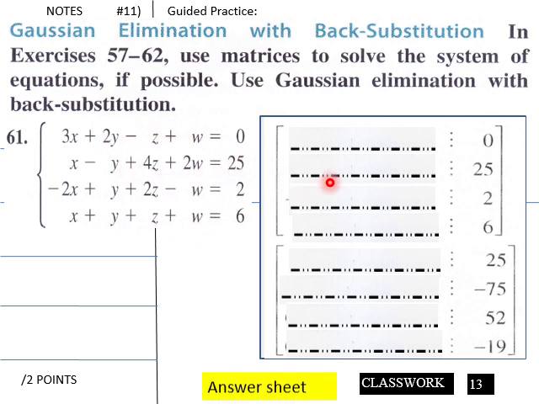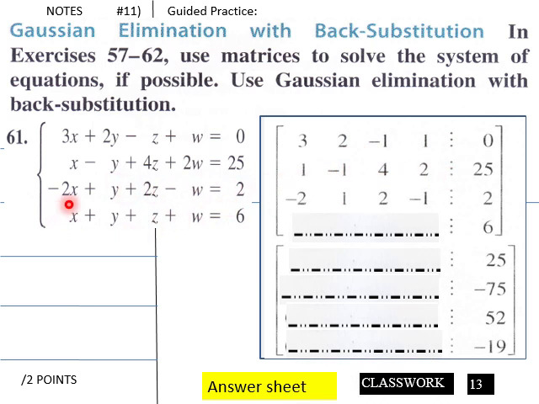In matrix form, in augmented matrices, because we have our triple colons over here, this becomes 3, 2, negative 1, and 1. This becomes 1, negative 1, 4, and 2. And then this becomes negative 2, 1, 2, and negative 1. And then this is 1, 1, 1, 1, and then 6.